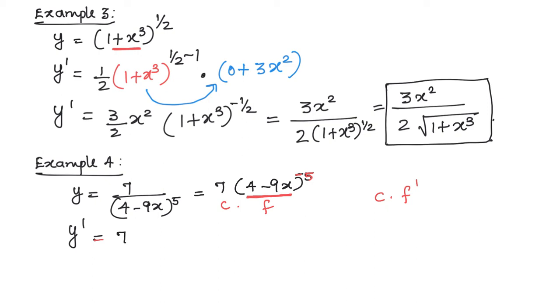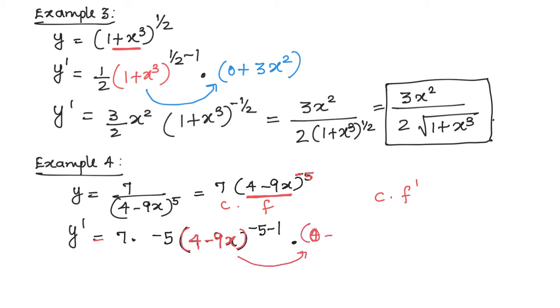So it will be 7 times negative 5. Inner function stay the same and subtract 1 from the power. Then multiply by the derivative of the inner function. So this is the inner function, 4 minus 9x. Multiply by the derivative of that.